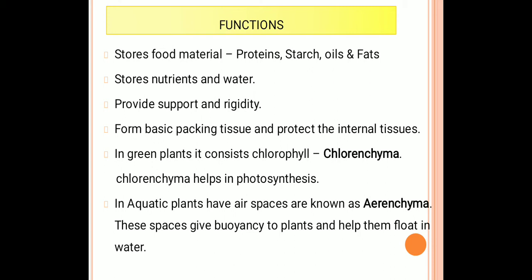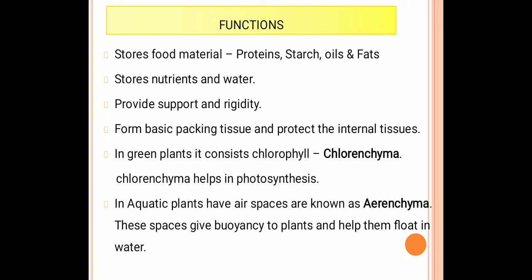What is chlorenchyma? In green plants we normally see parenchyma tissue that contains chlorophyll. The parenchyma tissue that contains chlorophyll is called chlorenchyma. This chlorenchyma is helpful in photosynthesis.